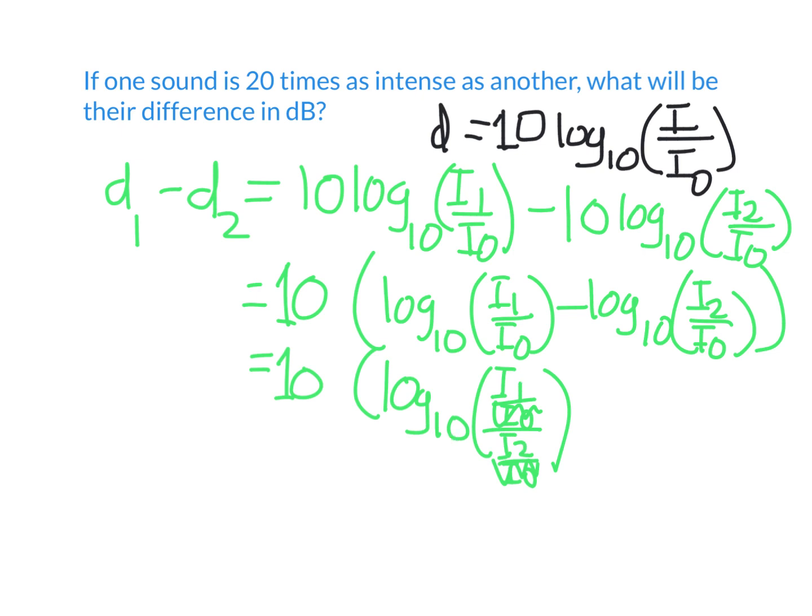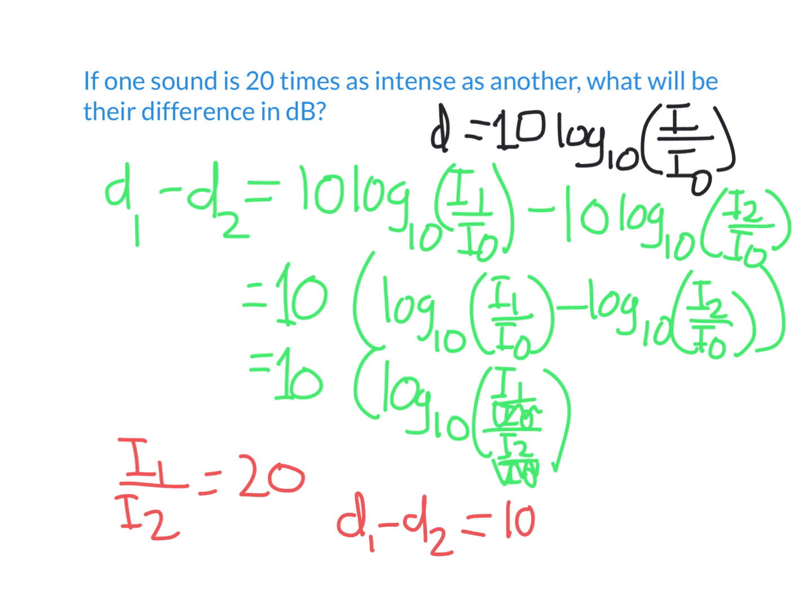Now, if one sound is 20 times as intense as the other, so if sound 1 is 20 times intense, it gives off 20 times as much energy, I1 over I2 is going to be 20. So the difference in decibels is simply going to be 10 log base 10 of 20. And you can put that on your calculator, you get around about 13. So the louder sound is going to be 13 decibels larger. So every time you go up by 13 decibels, the sound is getting 20 times as intense. It's releasing 20 times as much energy.